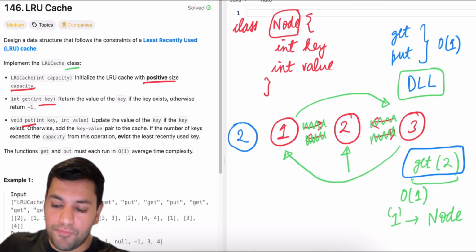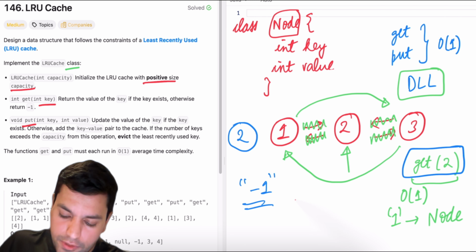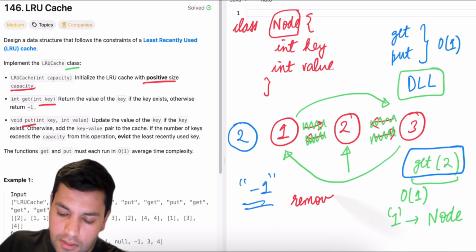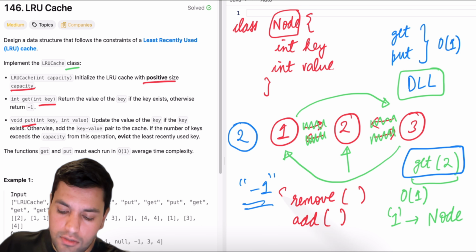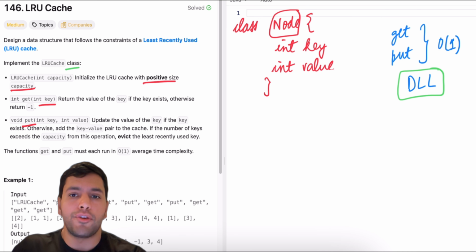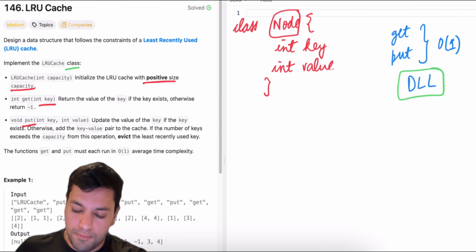And in case the key does not exist in our cache, we can simply return -1. So for our get operation, we first did a remove call, and then we did an add call. We can discuss what these two calls do. The get operation is simply going to reorder the nodes, and we don't need to check the capacity of our cache. Now what happens if we do a put operation?